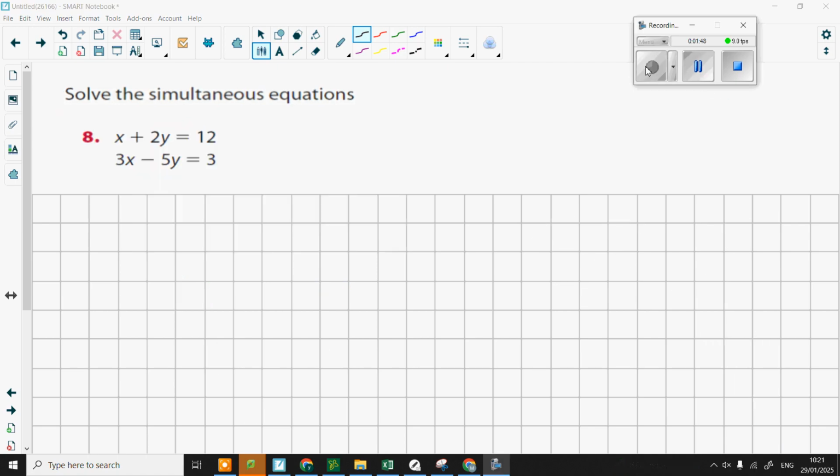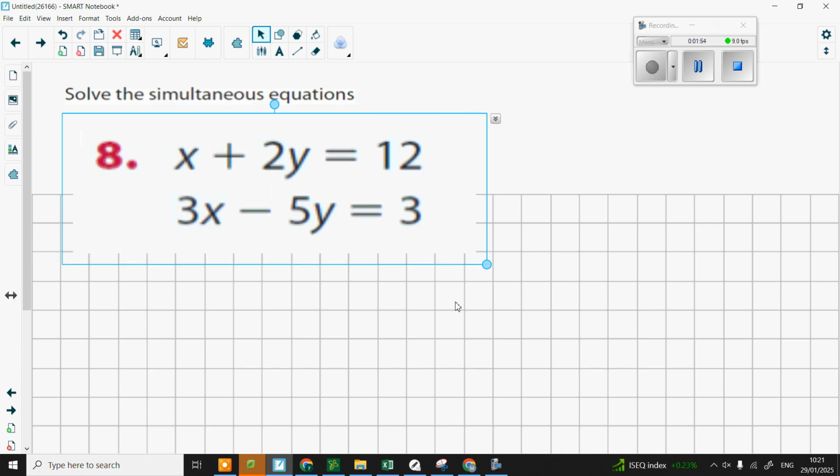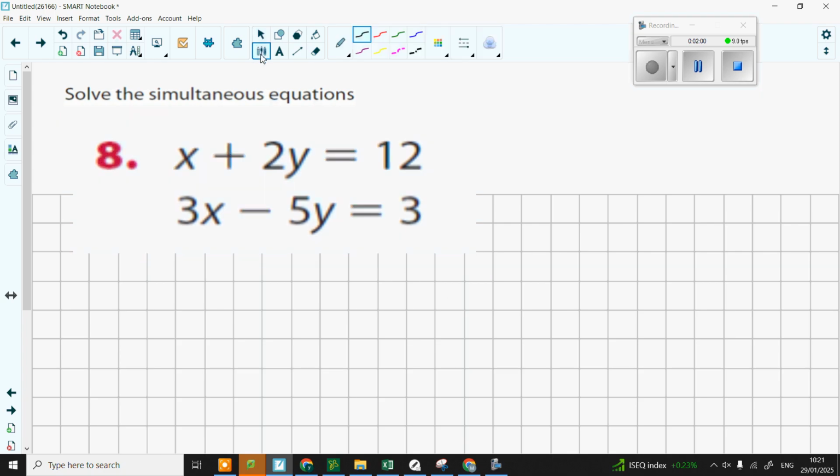You cool? Generally, simultaneous equations is one of the few sections that nearly every teacher does the same. Like 99.9% of us will do it the exact same way.